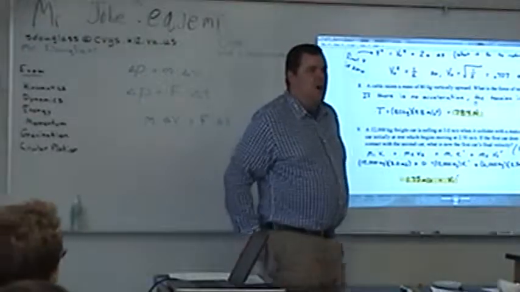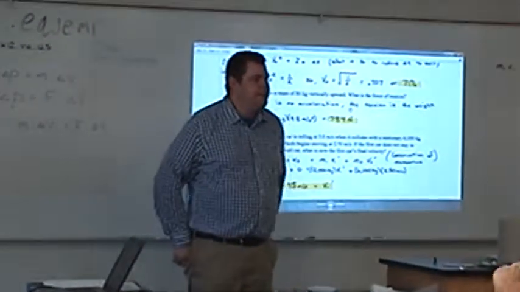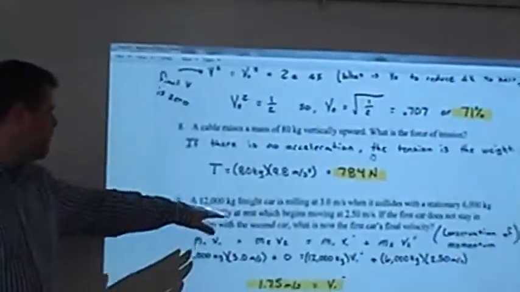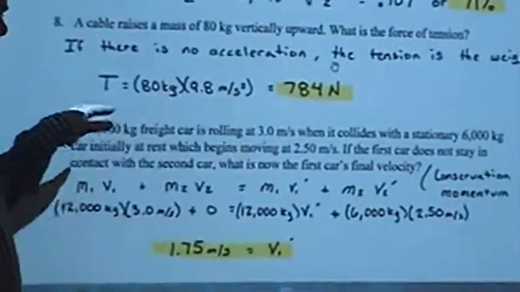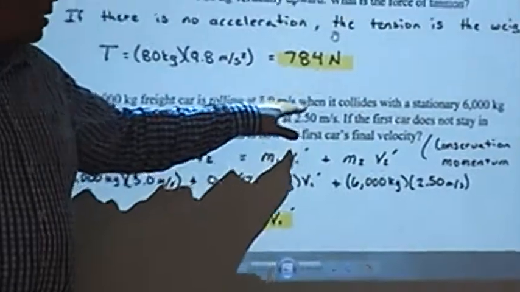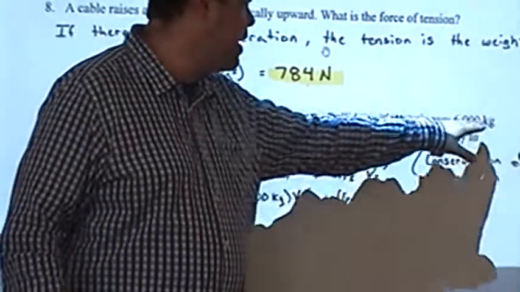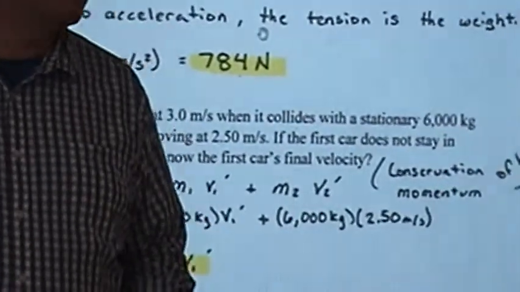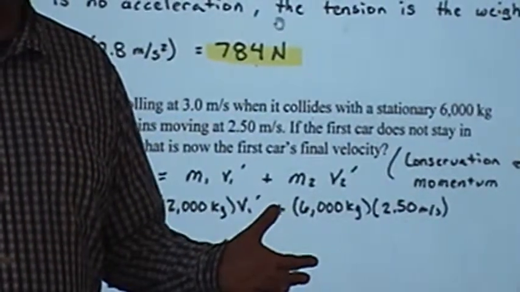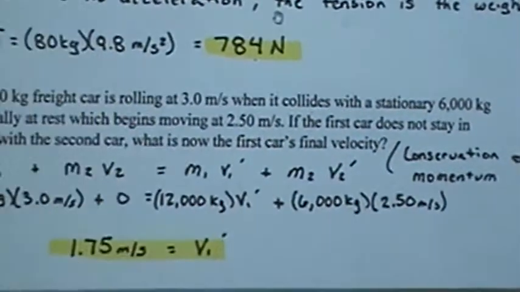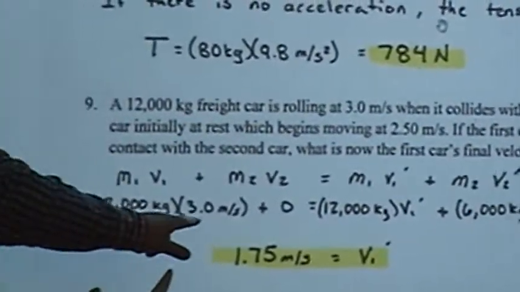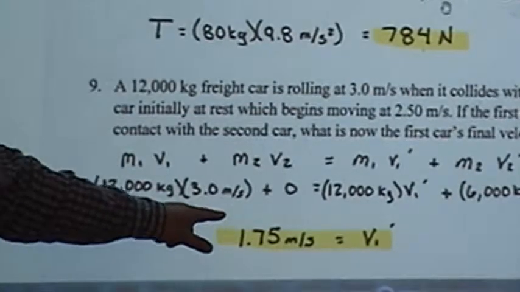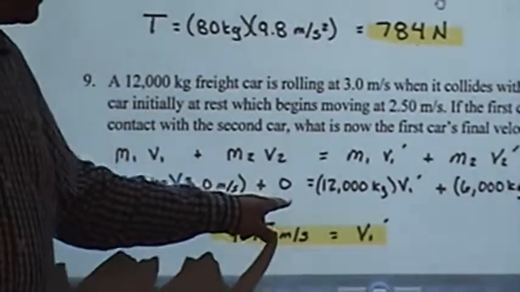All right, so let's look at number 9. 9 is a conservation of momentum problem. You've got this freight car rolling with some velocity. So you've got momentum of the first car colliding with a stationary mass of 6,000. Stationary meaning what? It's not moving. So what's the momentum for that one? 0. So the first momentum, 12,000 times 3 meters per second, that gives you 36,000 kilogram meters per second.